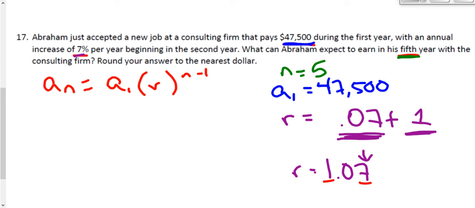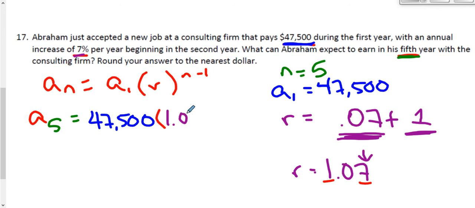So let's go ahead and plug these values into my equation. So we're going to have a sub 5, and we're going to take my first term, 47,500. We're going to multiply it by the rate, which we just discovered is 1.07. And we're going to raise that to the n minus 1 power, so the 5 minus 1.